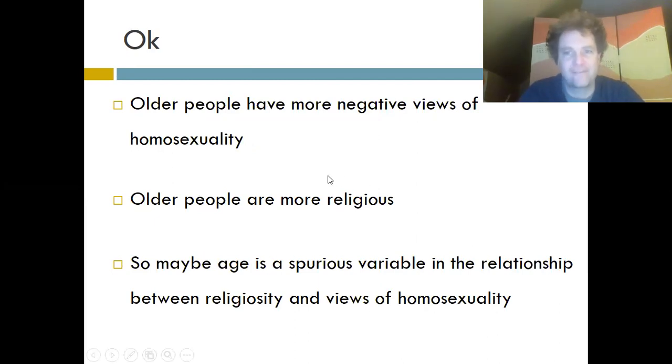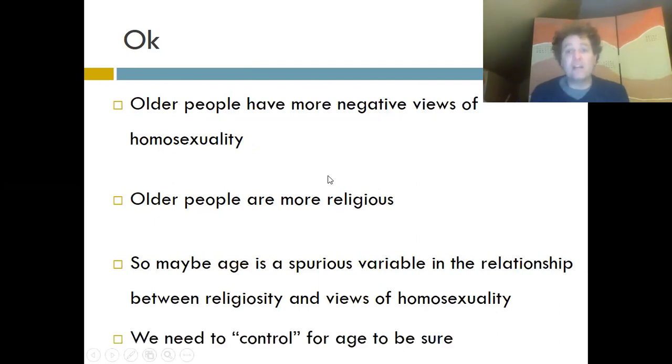Okay, hopefully this is clear. So what do we need to do? We need to control for age. We need to factor in age of the respondent to control for it and see whether or not it's messing our theory up, whether it's having an effect on our data.